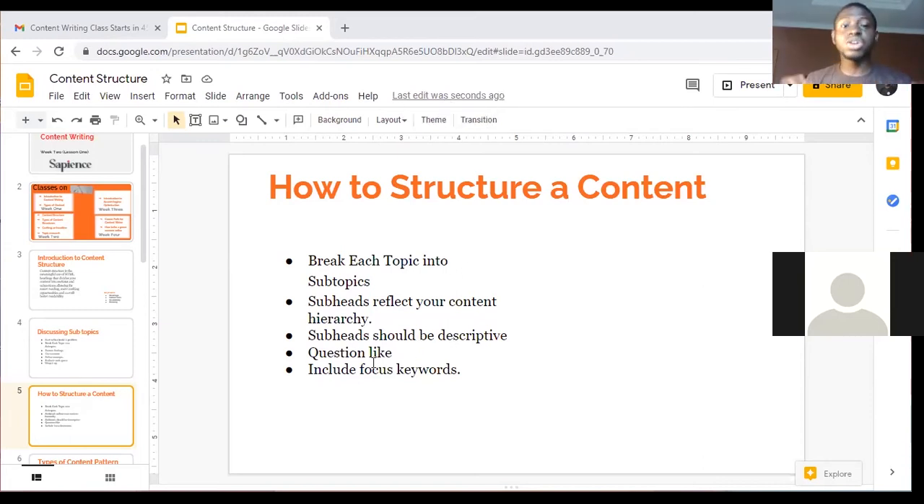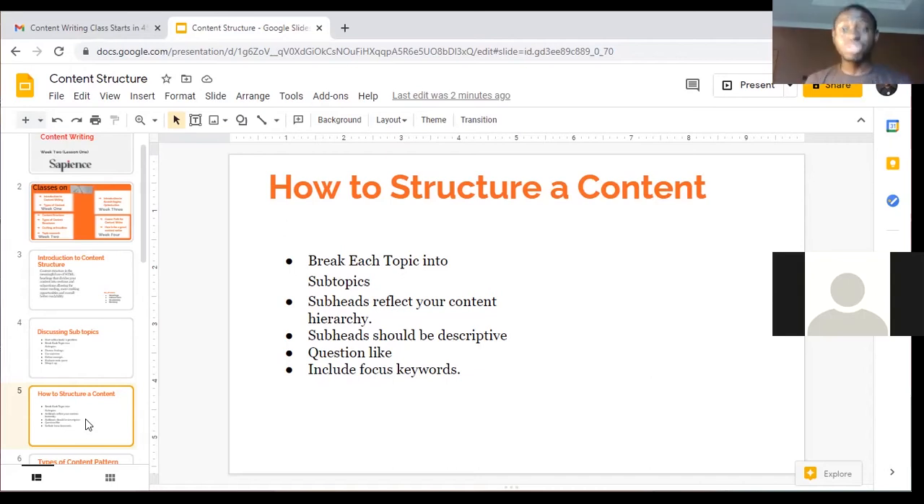Then we go to your subheading should be descriptive. Make it catchy, make it as catchy as possible. I saw some samples I would have loved to share with you all, but I kept them for the SEO writing class. And I'm very sure you're going to like it. But just make sure that your subheadline hooks the reader.